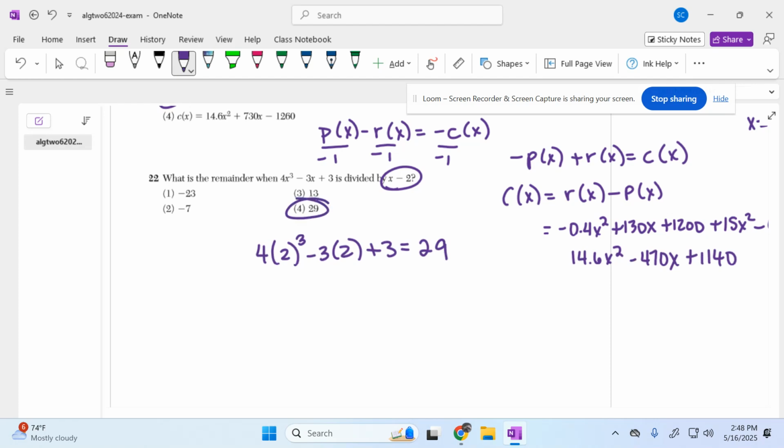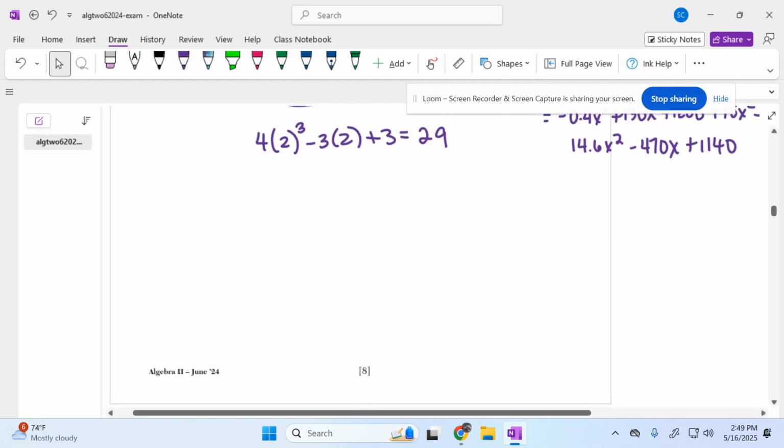If you don't want to show all that work, you could actually graph this cubic polynomial and just see where x equals 2, what the value is. It will be 29, and you're good to go. That should be easy peasy.